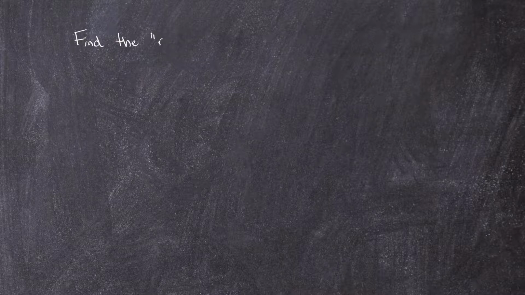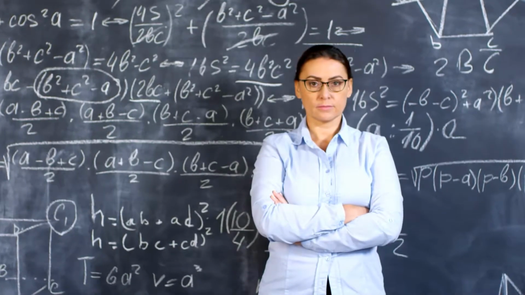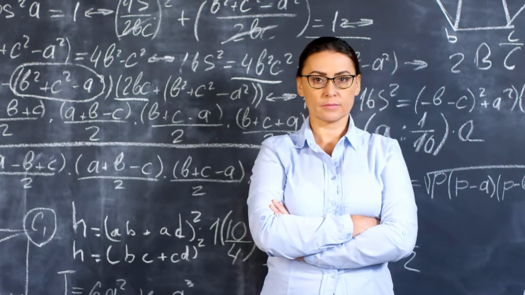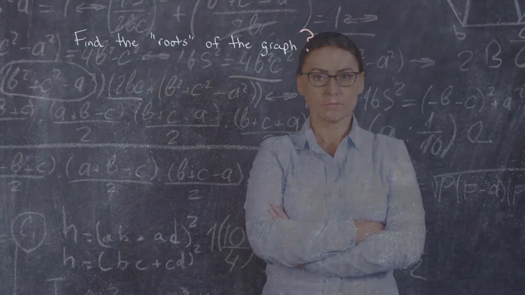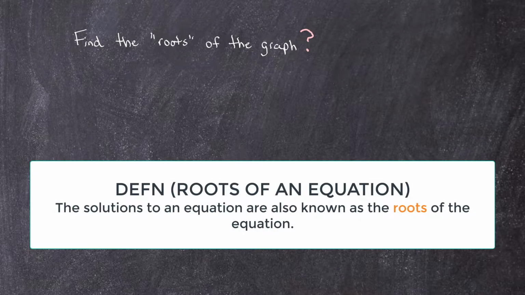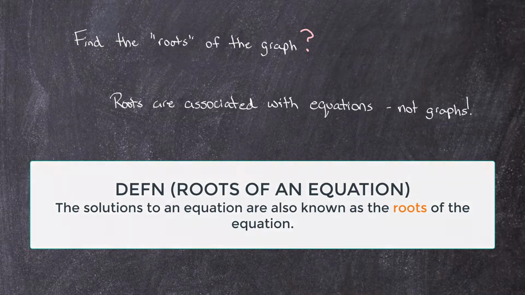When intending to ask to find the horizontal intercepts of a graph, some instructors will incorrectly ask to find the roots of the graph. If you're an instructor watching this video, don't get too offended. I actually make this innocent mistake every once in a while. Let's investigate why this confusion occurs by looking at the definition. Notice that this definition doesn't mention anything about a graph. Roots are associated directly with equations, not graphs.